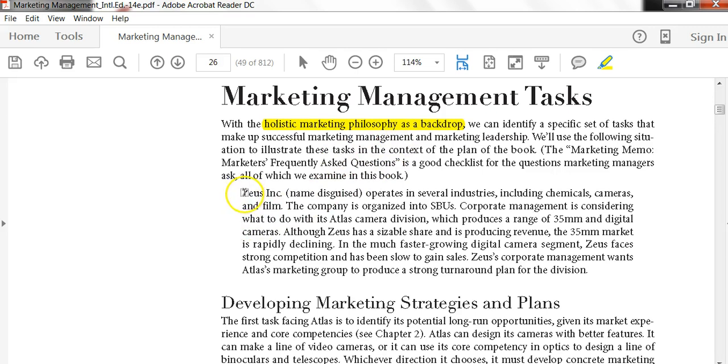It's an imaginary company, Juice Inc. They are operating in several industries, including chemicals, camera, and film, and they have different strategic business units, SBUs. The corporate management is now considering an issue about the Atlas Camera division, which produces a range of 35 mm and digital cameras. Although Juice has a sizable share and is producing revenue, so they are big in the market and also profitable, the 35 mm camera is rapidly declining.